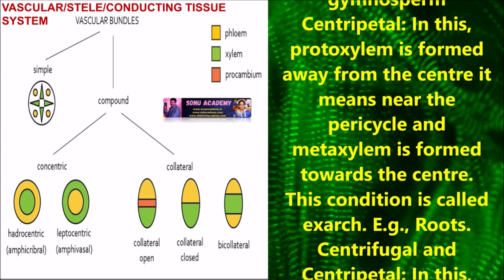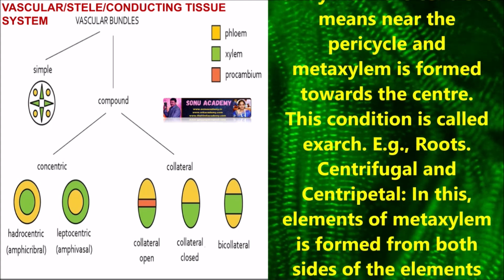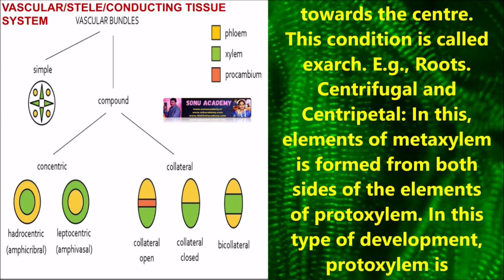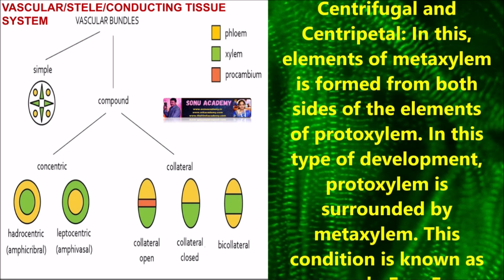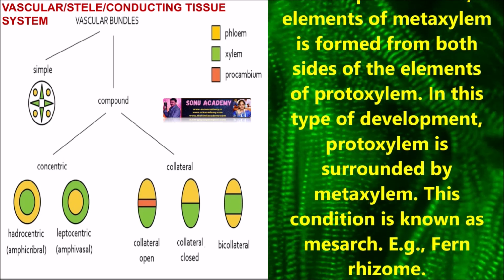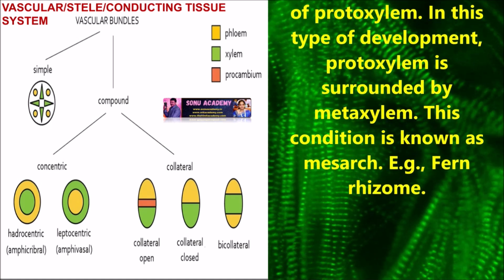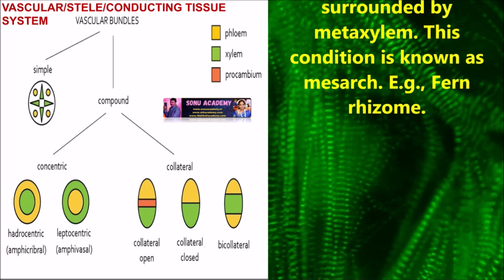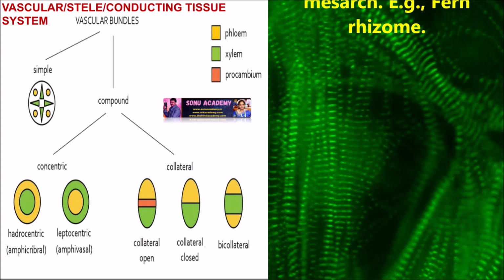Centripetal: in this, protoxylem is formed away from the center, near the periphery, and the metaxylem is formed towards the center. This condition is called exarch. Examples are roots. Centrifugal and centripetal: in these, the elements of metaxylem are formed on both sides of the elements of protoxylem. In this type of development, protoxylem is surrounded by metaxylem. This condition is known as mesarch. Example: fern rhizome.